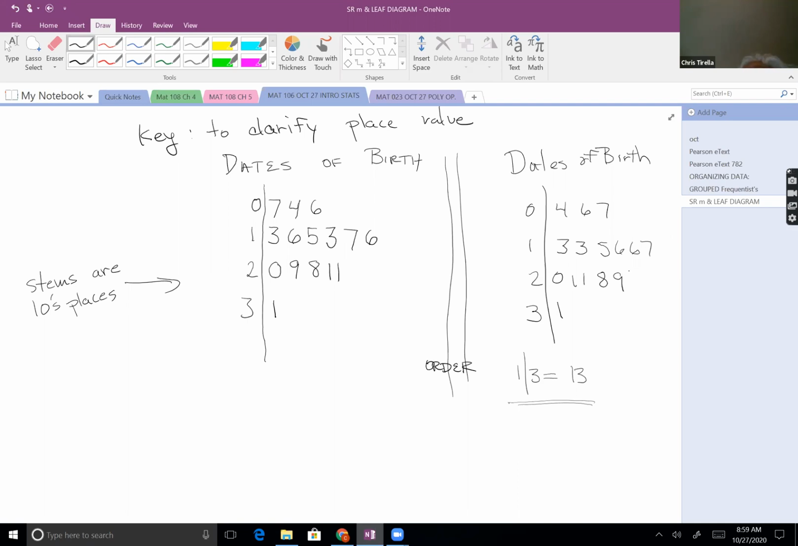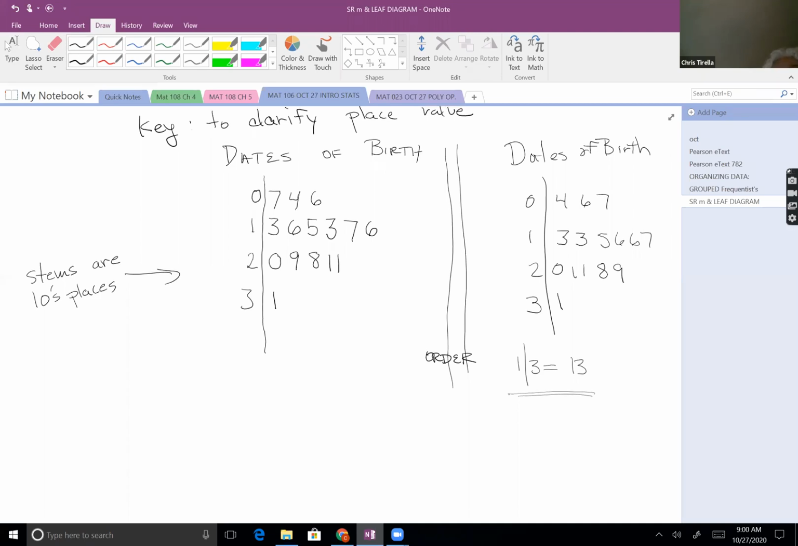But the advantage that this has over that group frequency distribution, do you notice that we didn't lose the single data value? So we can see how many are in each category, but we don't lose the data values.